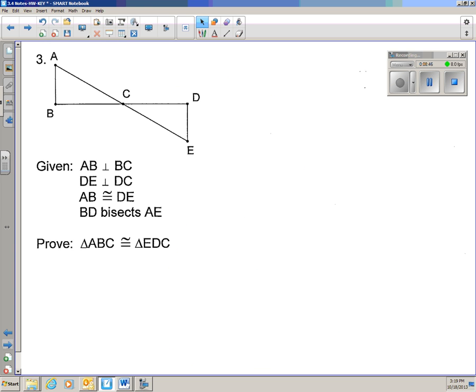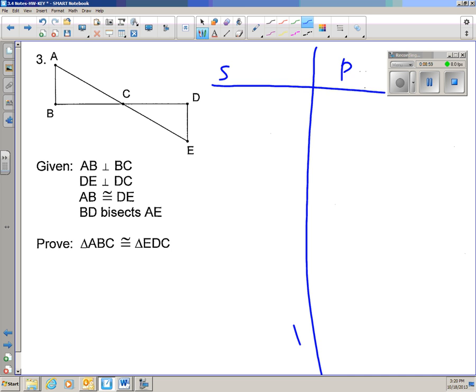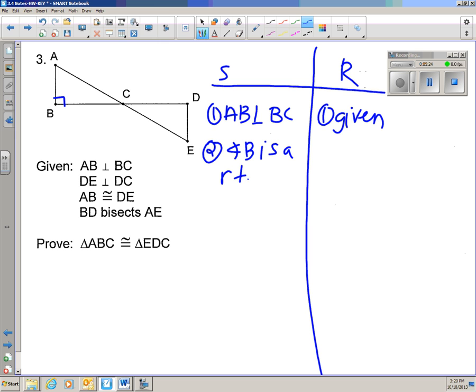Alrighty, so now we've got a couple sets of perpendicular lines. We've got some stuff that bisects some stuff, but we're going for congruent triangles. So let's see what's going to happen here. Statements and reasons. Okay, so AB is perpendicular to BC. That's given. Well, that really just forms one right angle, and that one right angle is right here at angle B. So I'm just going to put that down here as my next thing. So angle B is a right angle.